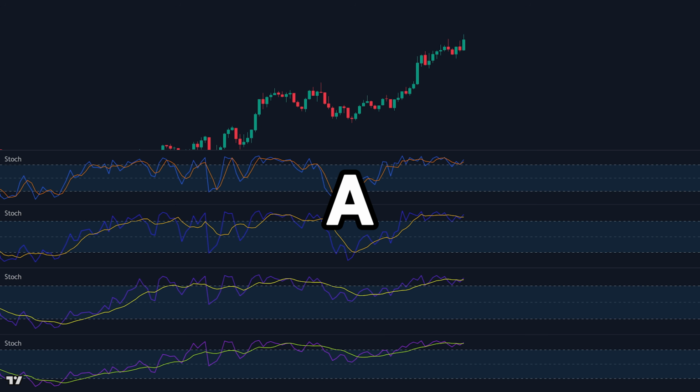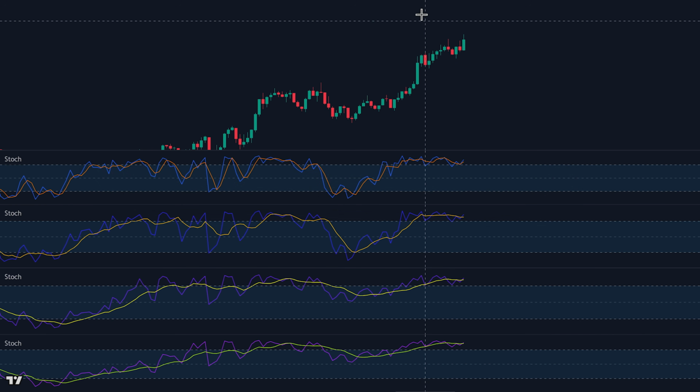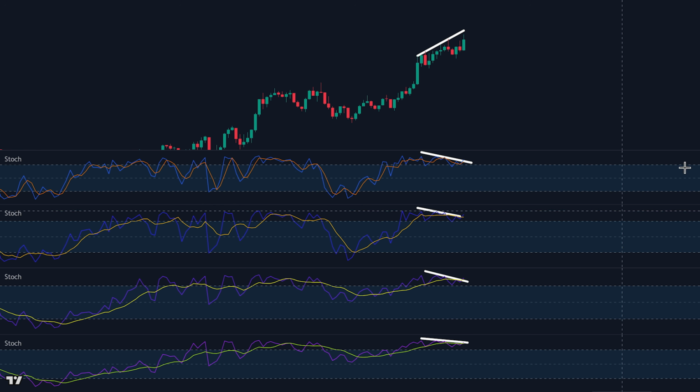Now consider a sell scenario. Suppose the chart shows that all 4 stochastic indicators are above 80, indicating that the market is overbought. You then see the price forming a higher high, but one of the stochastic readings creates a lower high, which is a signal of bearish divergence.